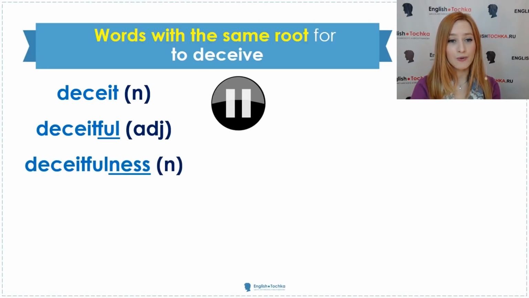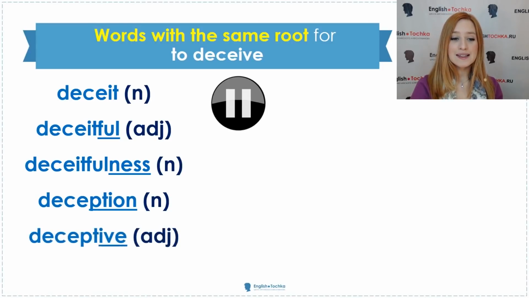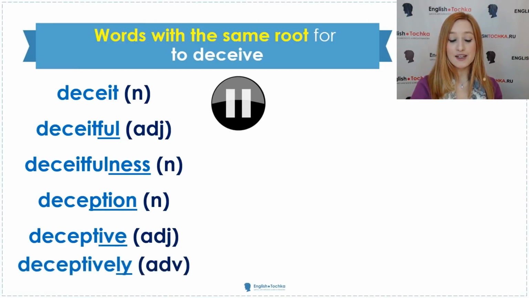Deceitfulness, that's a feature of a character, can be called like that, like for instance, honesty, or the opposite is deceitfulness. Deception, that's a situation. So if you are involved in some kind of deception, probably you are a victim of that. Deceptive, some illusion, if something is an illusion, it is deceptive. And an adverb is deceptively. We can form an adverb with ly.